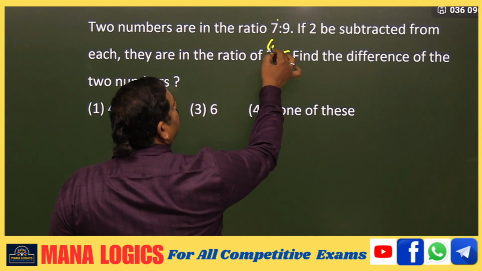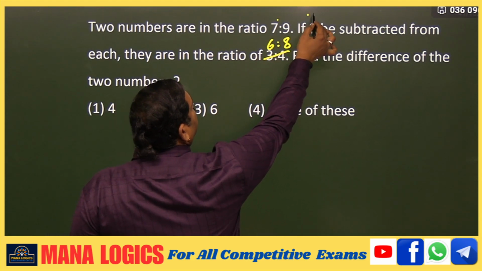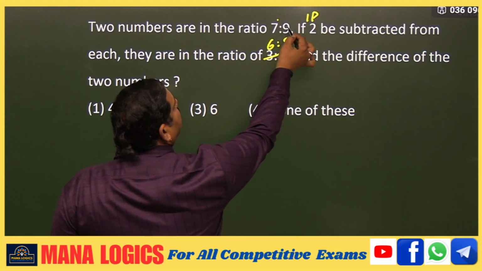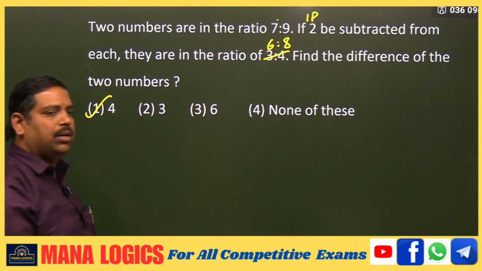No, double it. 6 is to 8. One part is subtracted, so one part is 2. Two parts is the difference. 2 into 2 is 4. So the answer is the first option.